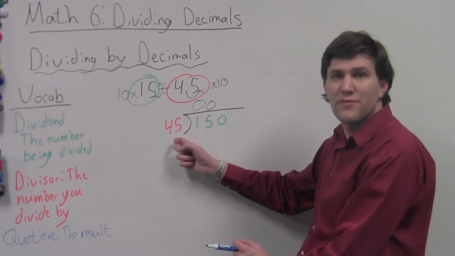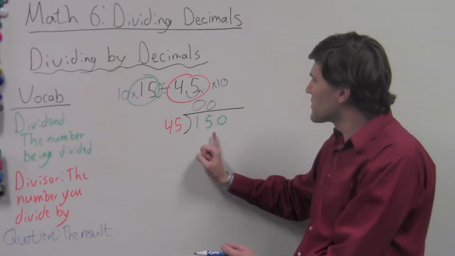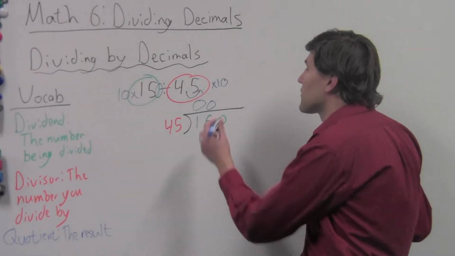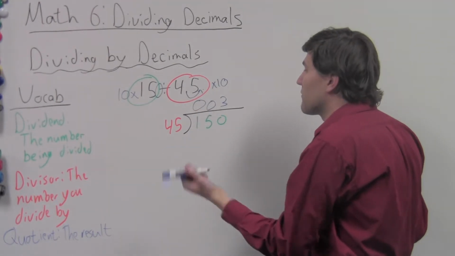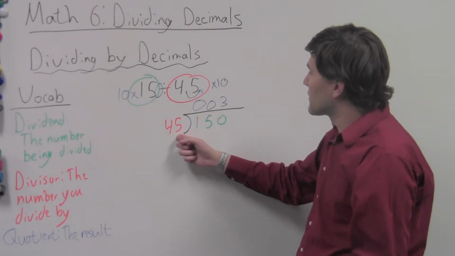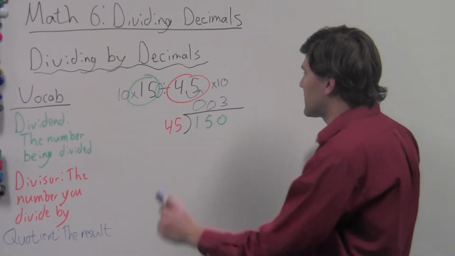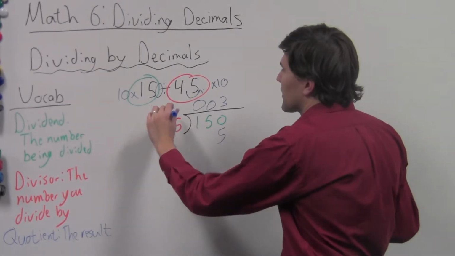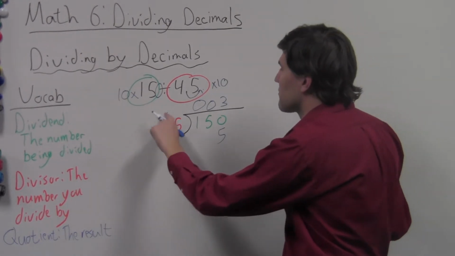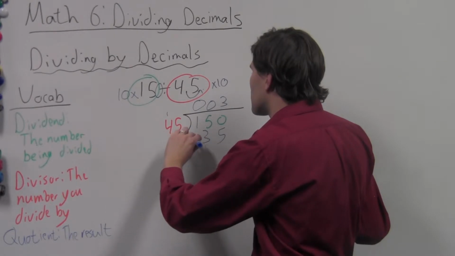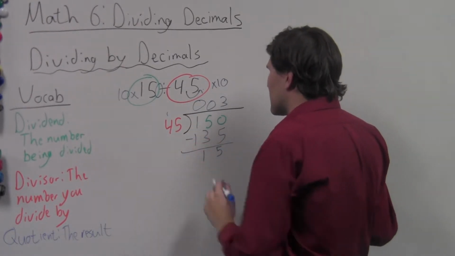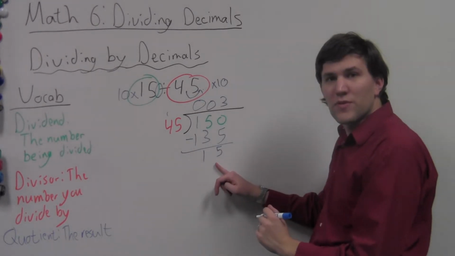45 rounds up to 50. How many times does 50 go into 150? It goes in 3 times. So we're going to try 3. So 3 times 45, we do 3 times 5 is 15. Carry a 1. And we have 3 times 4 is 12. Plus that 1 is 13. So we're subtracting 135. Uh-oh. We're left with 15 again.